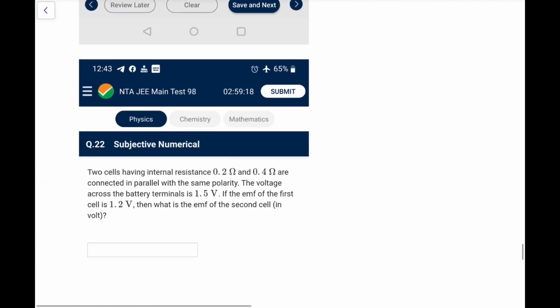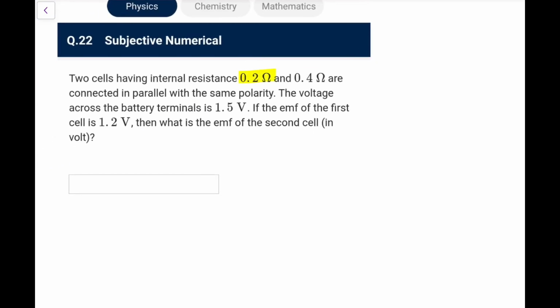Next, two cells have internal resistance 0.2 and 0.4, connected in parallel with the same polarity. The voltage across the battery terminals is 1.5, the EMF of the first is 1.2, and we need the EMF of the second cell. They are connected in parallel with the same polarity, so no external voltage. I should first draw it. So with the same polarity, let's say like this. This is E1, this is R1, this is E2 and this is R2.